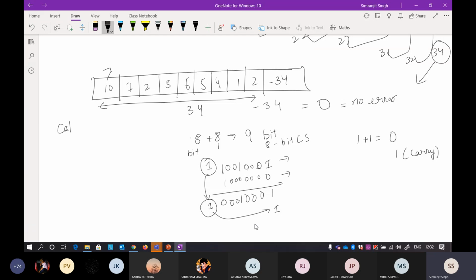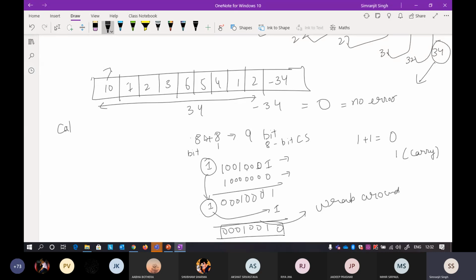So this is something called wraparound carry. In wraparound carry, we do not write this carry number here, but we wrap it around and add it again. So it will become 1 plus 1, which is 0 with a carry of 1, and then 1. Whatever number you get will be considered here.